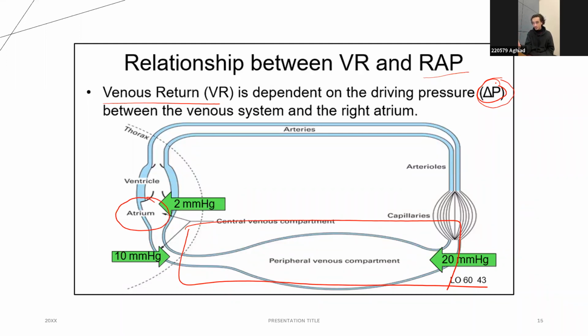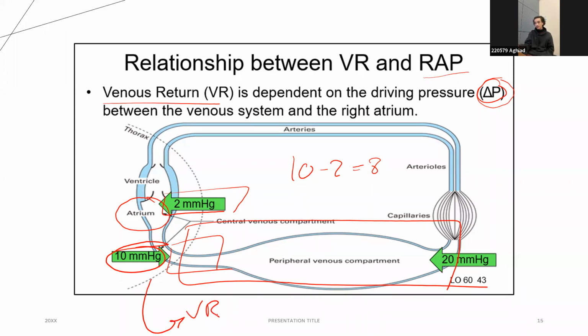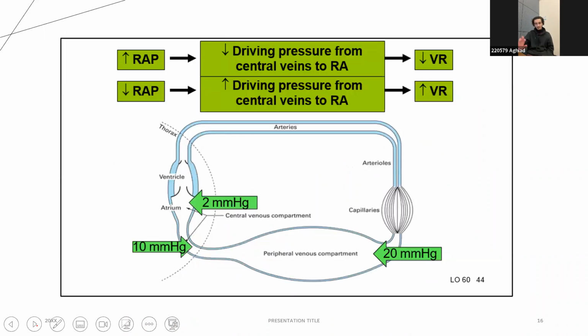The pressure usually in the atrium is 2 millimeters of mercury, and at the end of the venous system, the vena cava, it's 10. So the difference of pressure is 10 minus 2 equals 8 towards the atria. So a change in pressure, either on the venous side or in the right atrial pressure, can change that flow of blood from the veins to the heart. Is that clear?